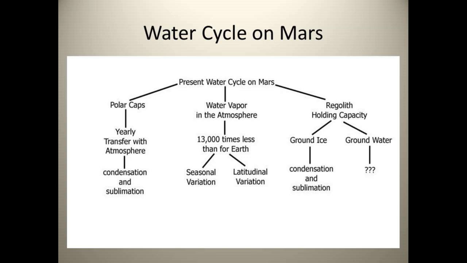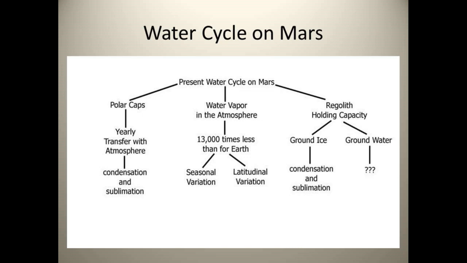Getting ahead of myself. So the water cycle on Mars can be divided into a few different arenas. We know for a fact there are large water reservoirs in the polar caps themselves. There are some trace amounts of water vapor in the atmosphere as well, and there's water within the regolith too. In the polar caps, there is yearly transfer of this water as water vapor to and from the atmosphere, where it either condenses or sublimes. The water vapor is dependent on seasonal variations and latitudinal variations as well. And we don't really know too much about what is occurring in the regolith, especially deep within the regolith.